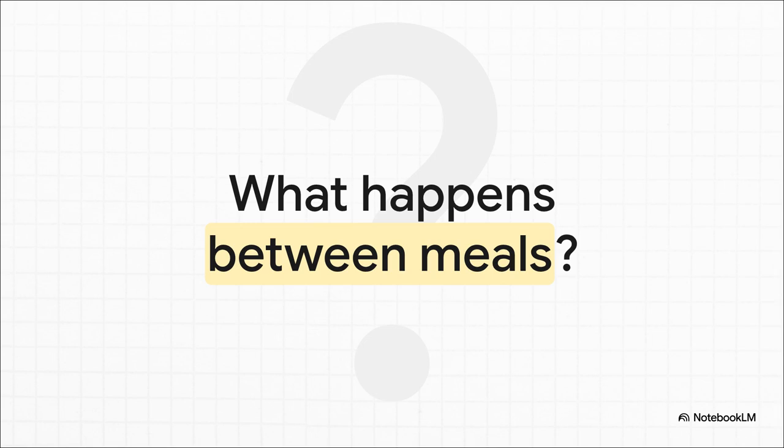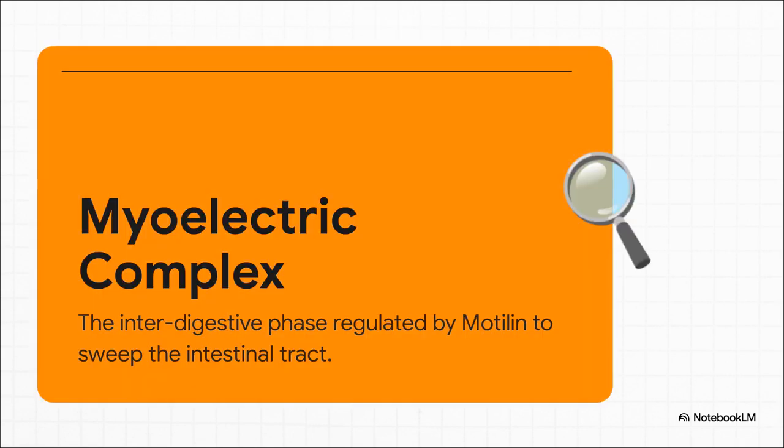But what happens on the factory floor when you're completely done eating? When the machinery is just empty? The factory doesn't just shut off. It goes into a highly coordinated maintenance cycle. This resting phase is managed by motilin, secreted by the Mo cells. Motilin triggers what's known as the migrating myoelectric complex, or MMC.